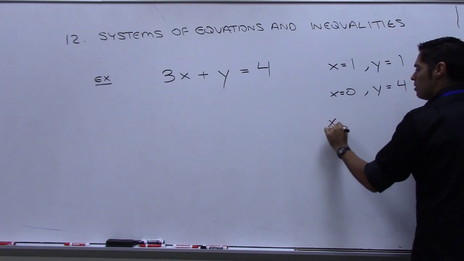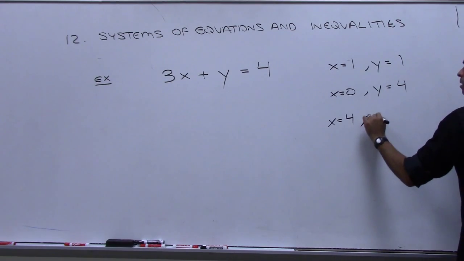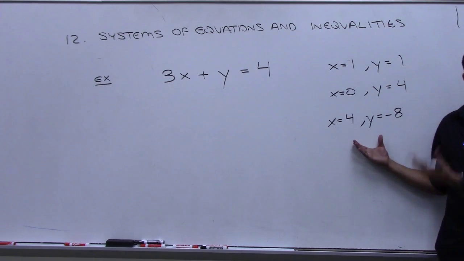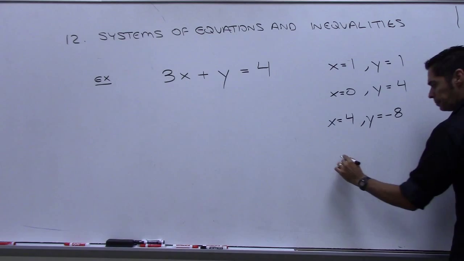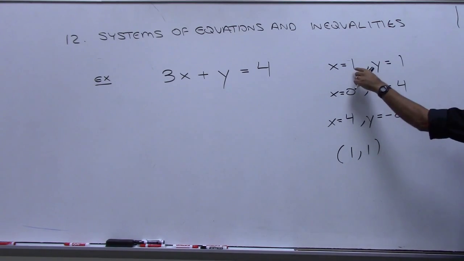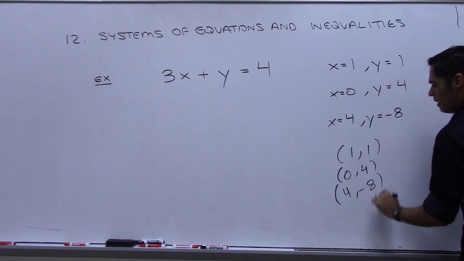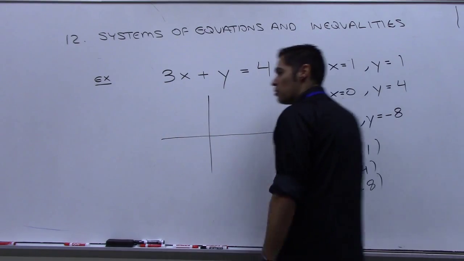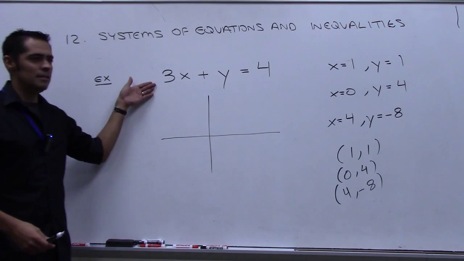How about x is 4 and y is negative 8? Y is negative 8 would work? And we could actually spend the rest of our lives finding pairs that would work. If I were to look at those as ordered pairs, like 1, 1, the next one 0, 4, and the next one 4, negative 8, and graph those on an xy coordinate plane, guess what it would draw? Go with your instinct. A line. Why? Because it's linear.